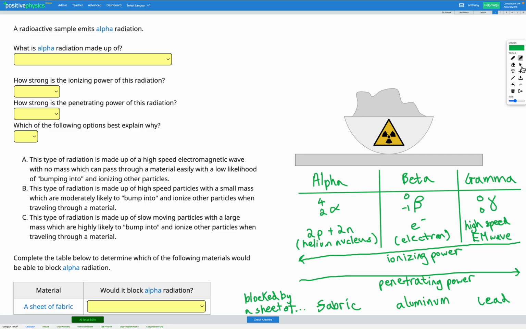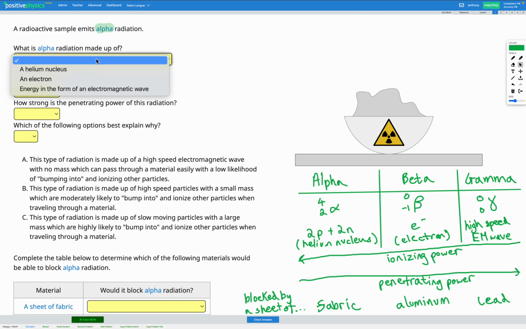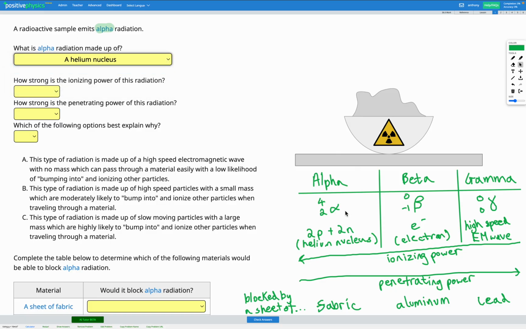So when you're answering these questions, you just need to look at the type of radiation we have in question, and then use this table and your knowledge to answer the questions. So we'll do one together. This one is about a radioactive sample emitting alpha radiation. First question is, what is alpha radiation made up of? We know alpha radiation is a helium nucleus. It's made up of 2 protons and 2 neutrons.